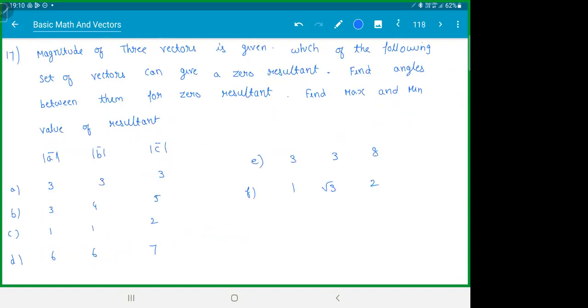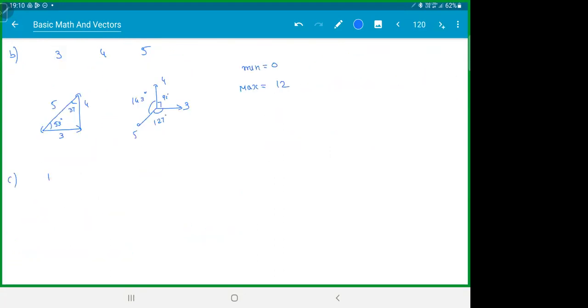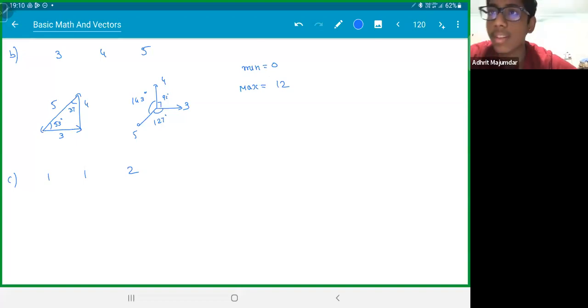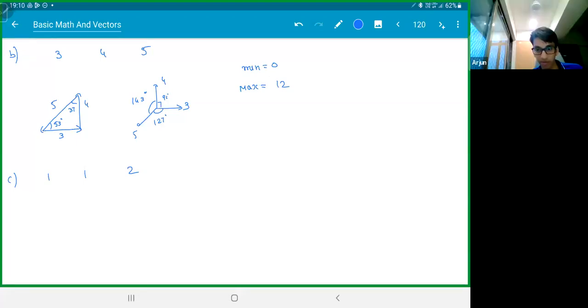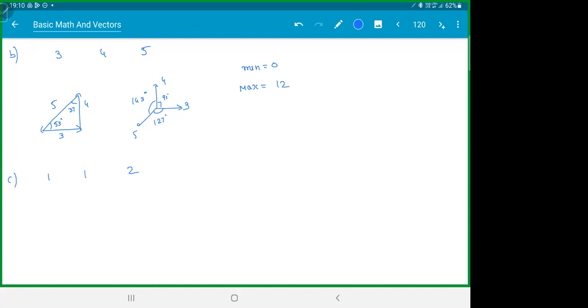What about 1, 1, 2? How will you do this? Put one direction and the greater force in the opposite direction. Now you have to be careful here. Even though we are using maths, we are not exactly a maths class. So in physics, with 1, 1, 2, can't you do 2 this way, 1 this way, and 1 this way? You get a 0, right?